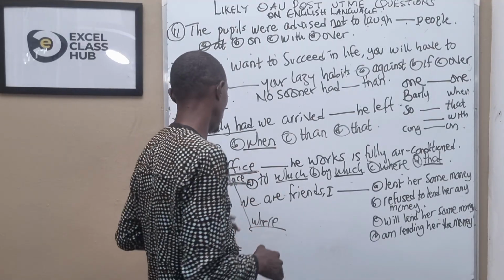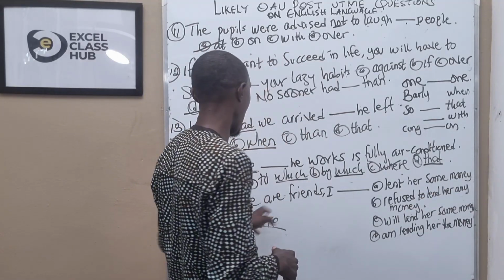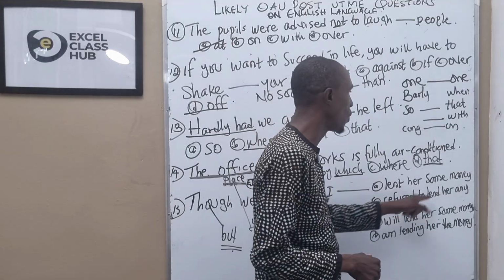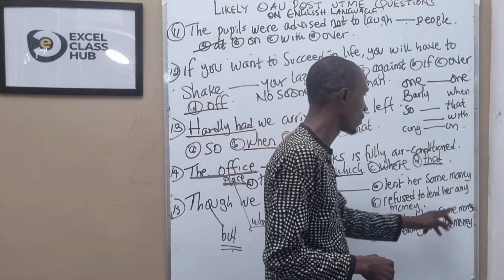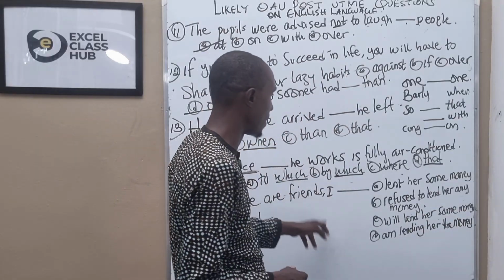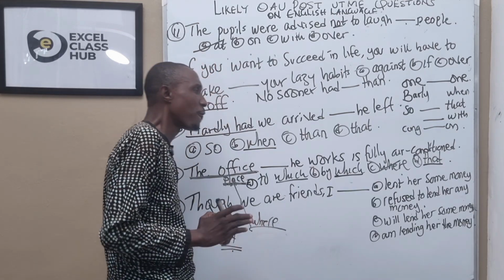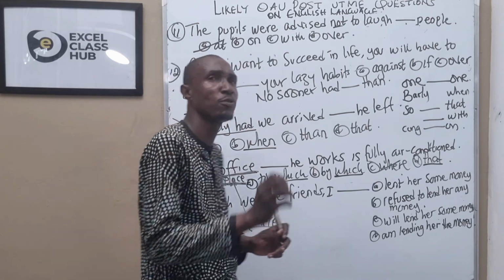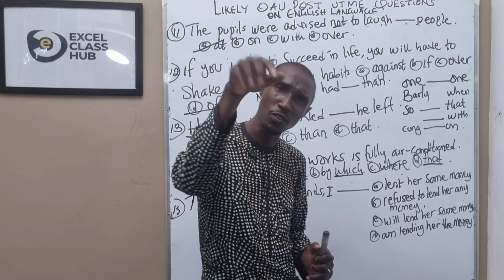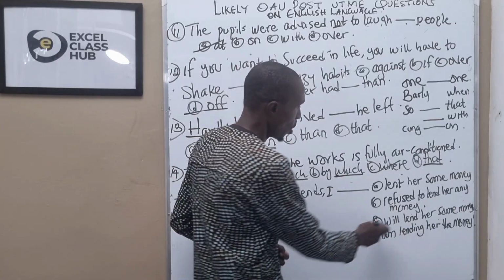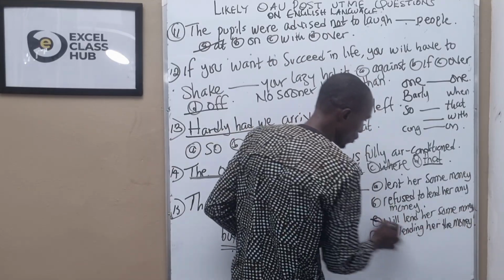So the options here say: though we are friends, I lent her some money. Though we are friends, I refuse to lend her any money. Though we are friends, I will lend her some money. Though we are friends, I am lending her the money. Can you see now? Before you even pick an answer, if you have two options in a question that are the same, just know that the answer is not there. So here, we lend her some money. Here, I am lending her some money. These two can be the answer.